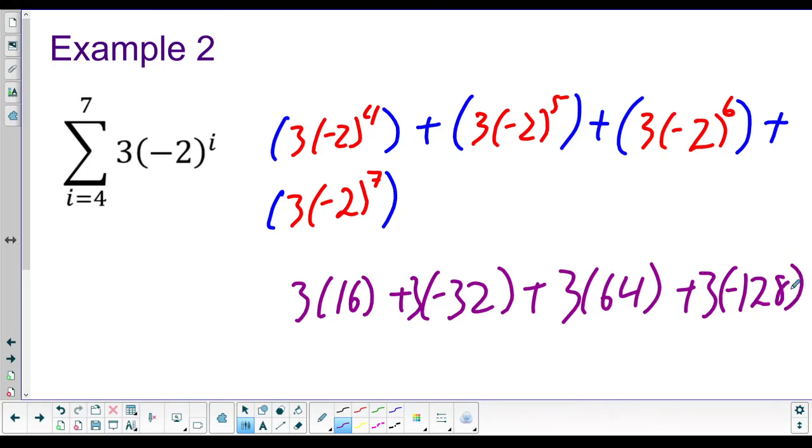Okay, now you're going to have to excuse me, but I'm going to need to go ahead and type this into a calculator. So 3 times 16 plus 3 times negative 32 plus 3 times 64 plus 3 times negative 128. When we do this sum, we get negative 240.